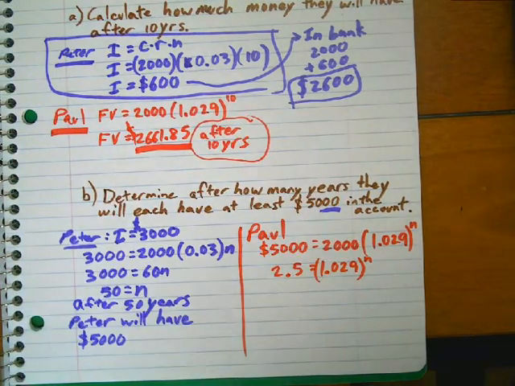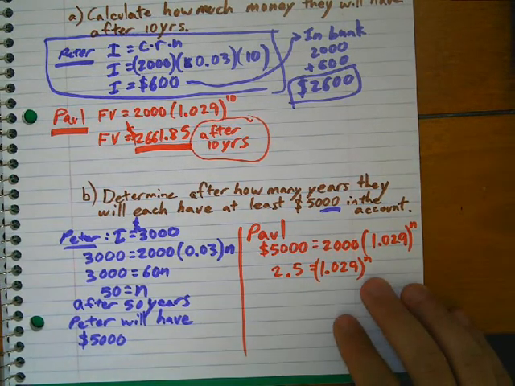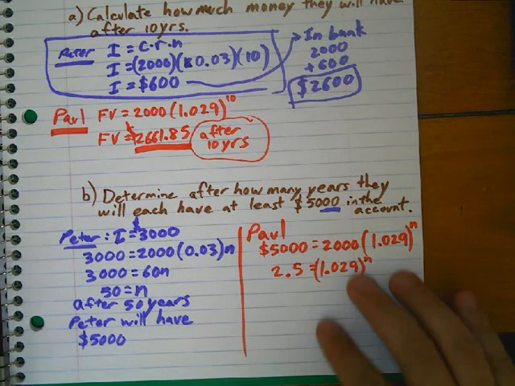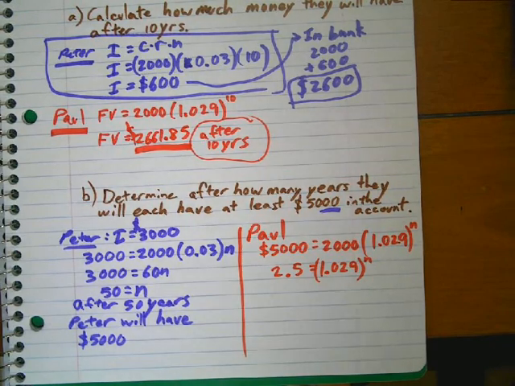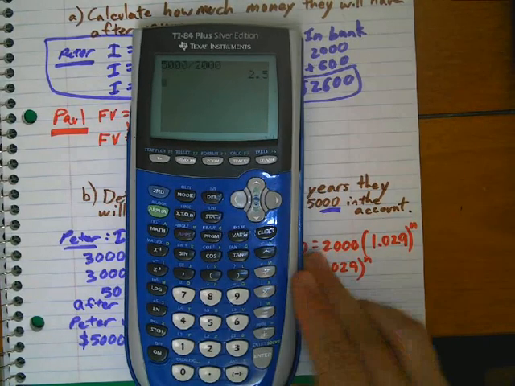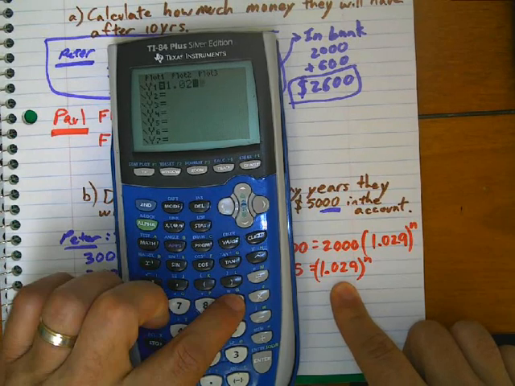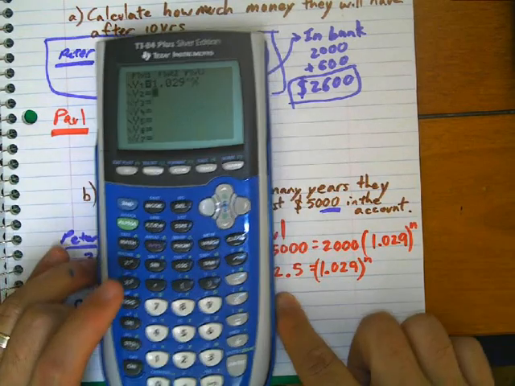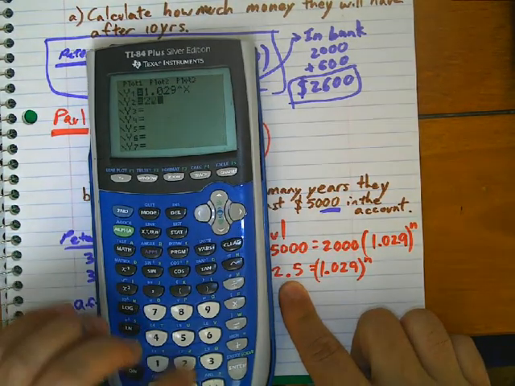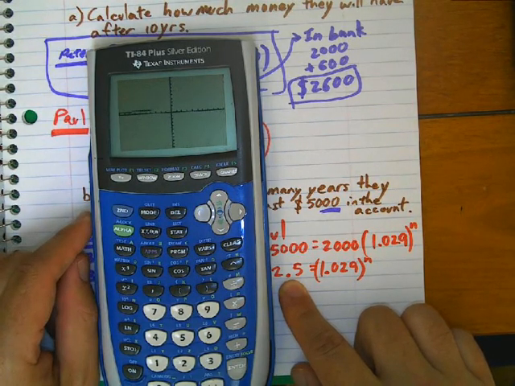And we want to find out what power this is going to be in order to get 2.5. Okay, so if I want to convert this, let's do this. I could have 1.029 to the power of x, and I'm going to have another line where I just have 2.5. We want to find out when those lines intersect.